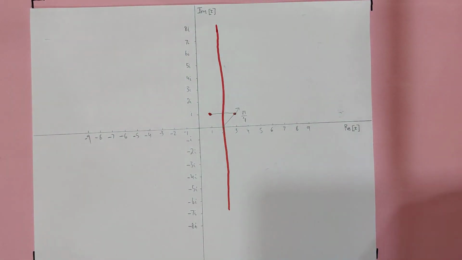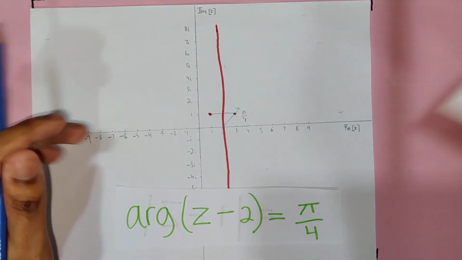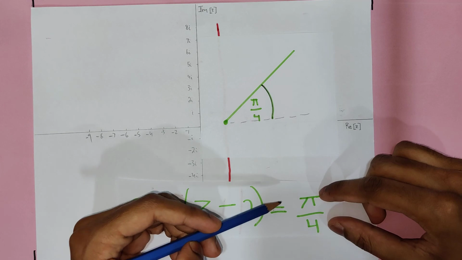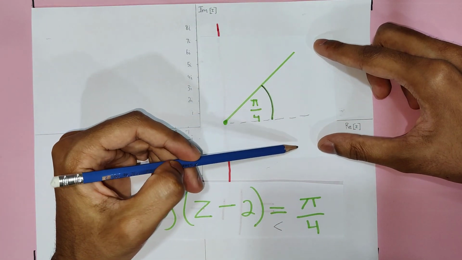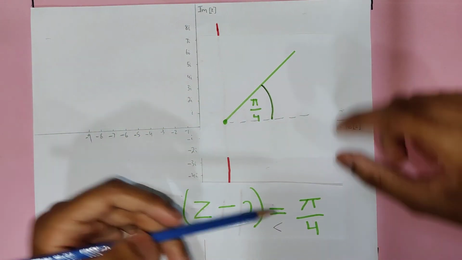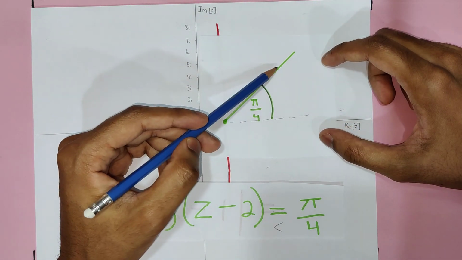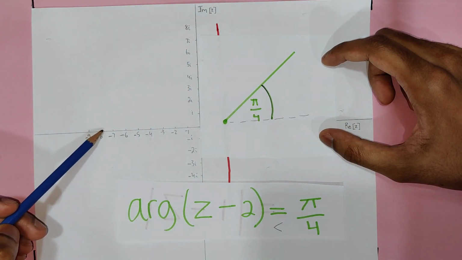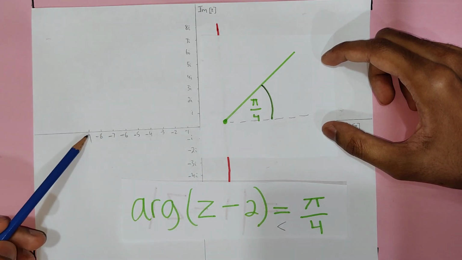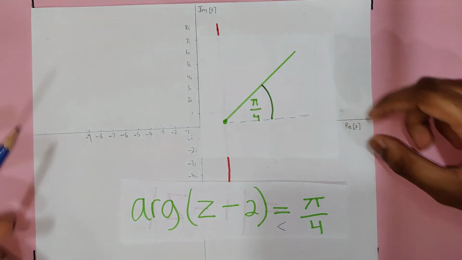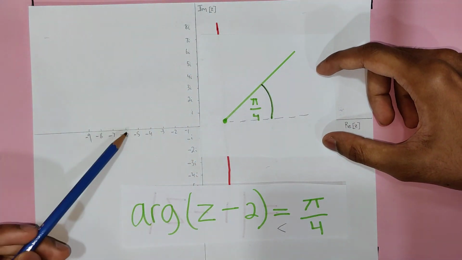Similarly, with the argument, you're going to have a half line like this. If this was less than pi on 4, you'd have to shade everything under here. And if it was greater than pi on 4, you'd have to shade everything here. Because remember, the argument goes all the way up to pi on this side, and then it comes around negative to close to minus pi on this side. So if it's less than, you shade everything under. If it's greater than, you shade everything over on this side.